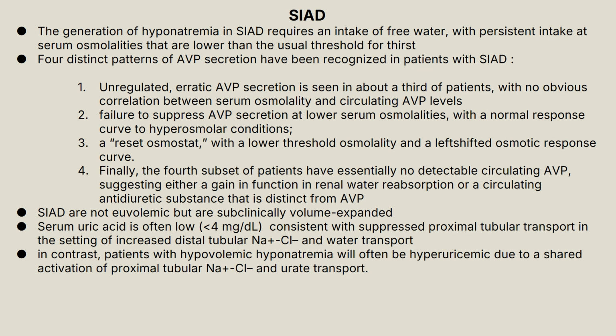Serum uric acid is often low, consistent with suppressed proximal tubular transport in the setting of increased distal tubular sodium chloride and water transport. In contrast, patients with hypovolemic hyponatremia will often be hyperuricemic due to a shared activation of proximal tubular sodium chloride and urate transport.